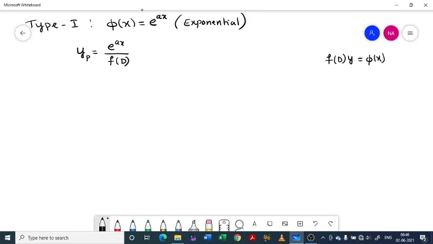You can observe in our first class we took yp to be a particular integral such that f of D into yp equals phi of x. So that has to satisfy this expression. So yp equals phi of x by f of D. But here phi of x is e power ax, so e power ax by f of D. So this is the reason behind it.